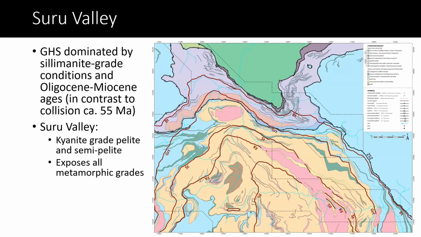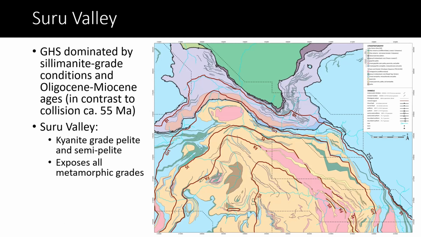Most of the GHS equilibrates later during the orogenic cycle, under higher temperature, lower pressure conditions, in the sillimanite-grade zones. The issue with this is that it overprints much of the early fabric development and crustal thickening story in the orogen. It's also dominated by Oligocene to Miocene metamorphic ages, which is interesting because it contrasts with the early age of initial collision at around 55 million years.